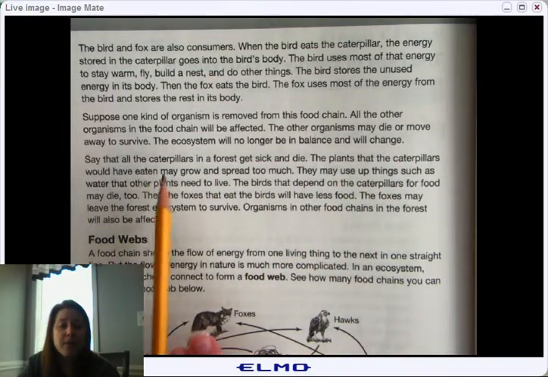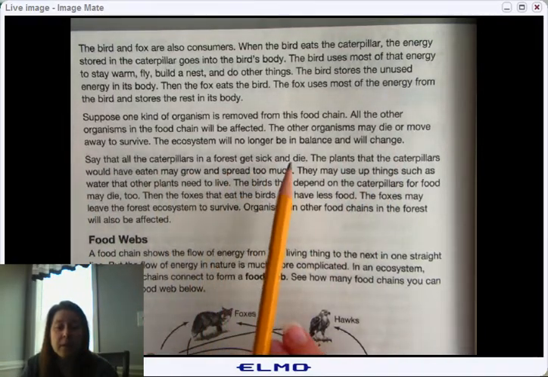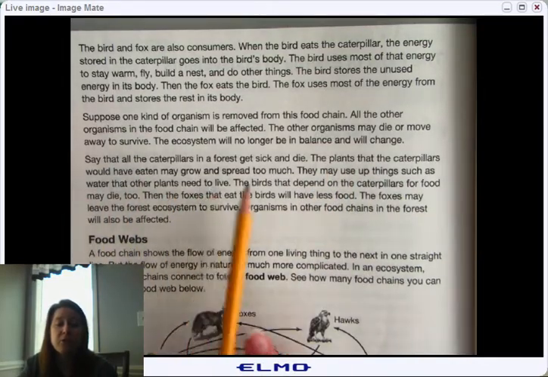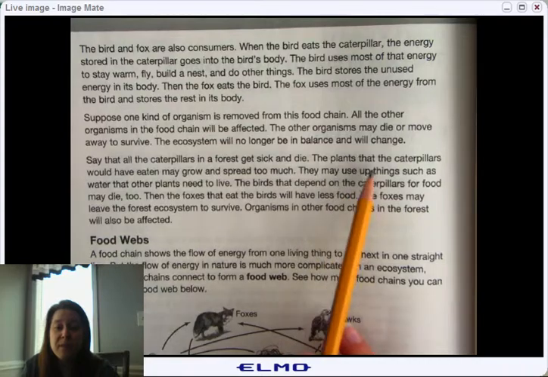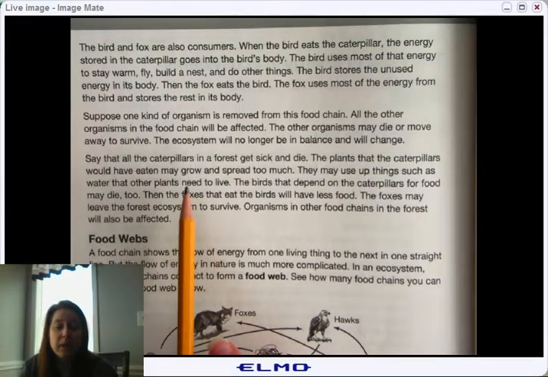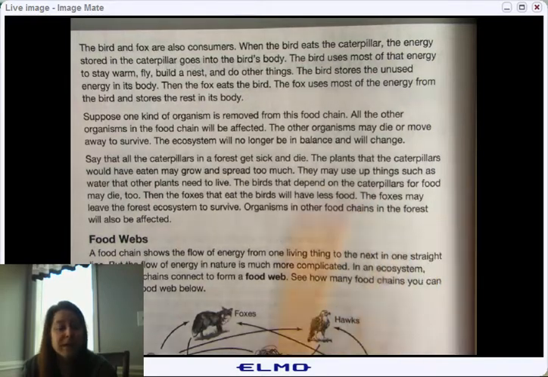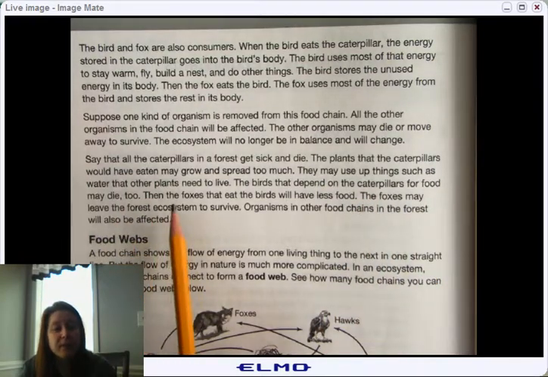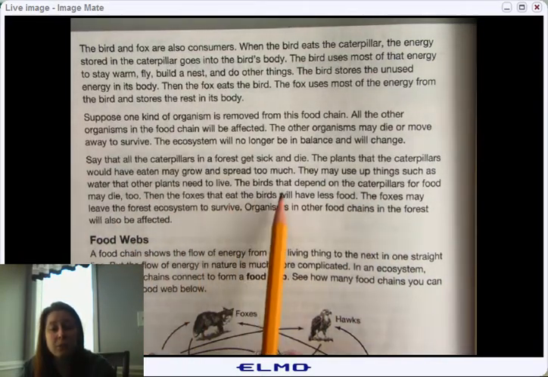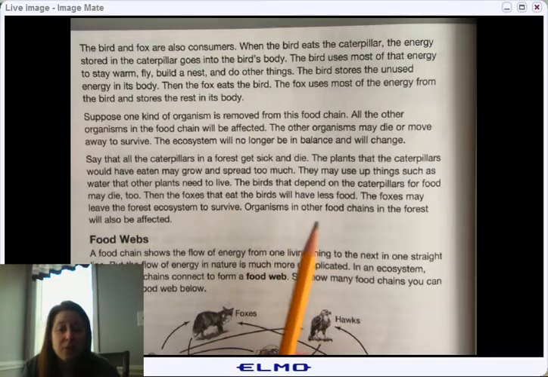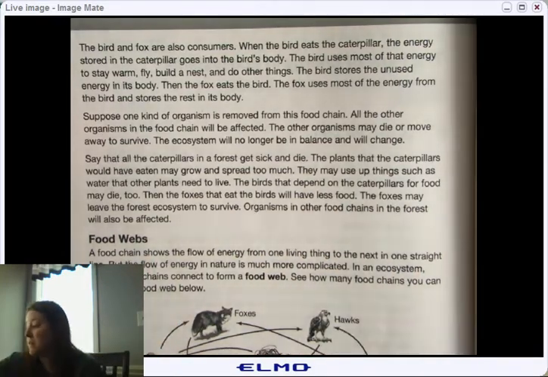Say that all the caterpillars in the forest get sick and die. The plants that the caterpillars would have eaten may grow and spread too much. They may use up things such as water that other plants need to live. The birds that depend on the caterpillars for food may die too. Then the foxes that eat birds would have less food. The foxes may leave the forest to survive. Other organisms and other food chains in the forest will also be affected.